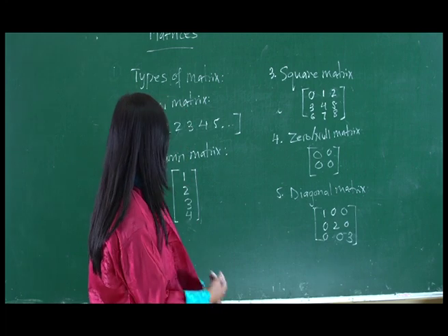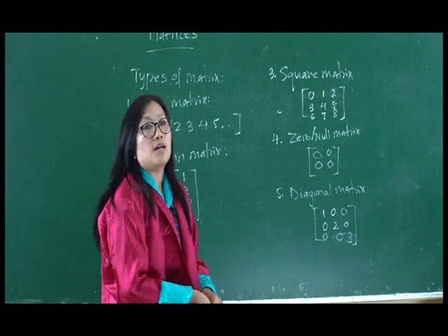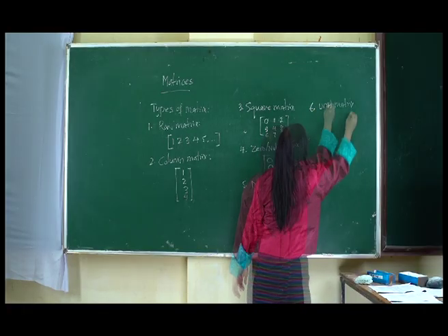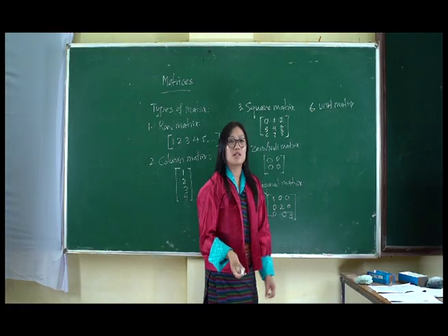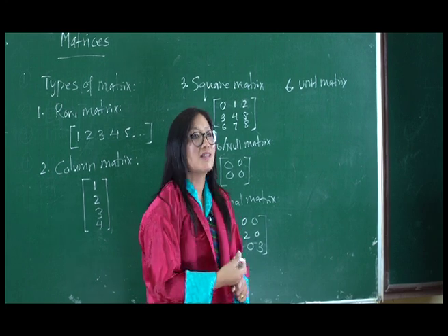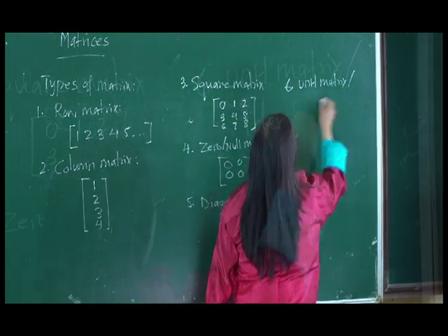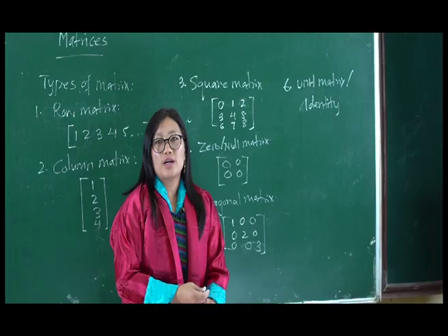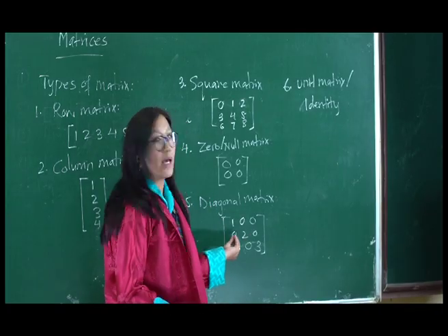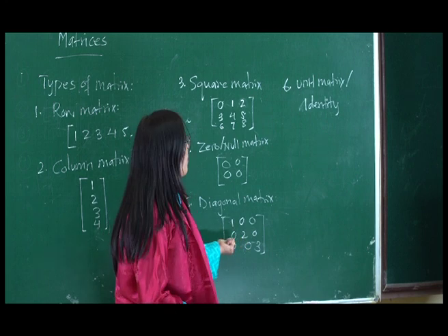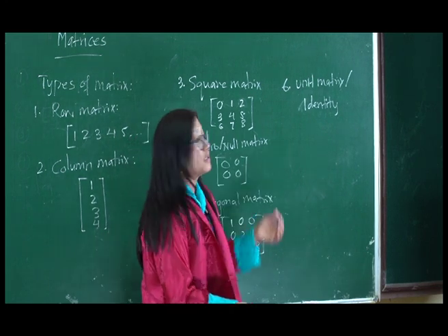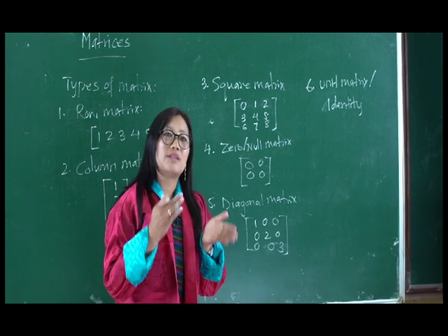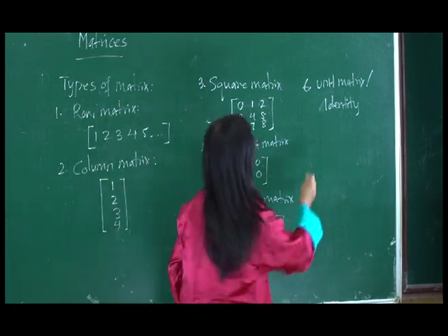And the final one that we have is the unit matrix. We call this a unit matrix, or we can call it an identity matrix. An identity matrix is just the opposite of a diagonal matrix. What happens here is all the other elements will be 0 except the principal diagonal, which will be 1.